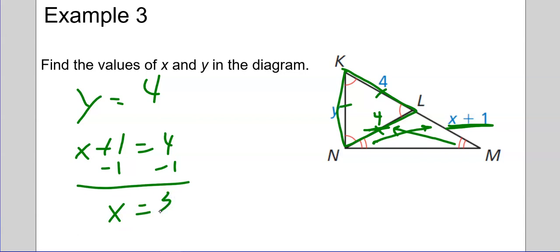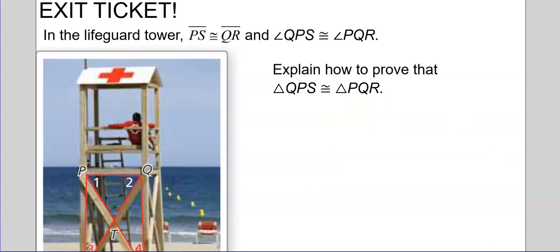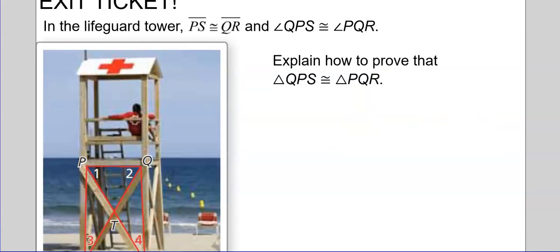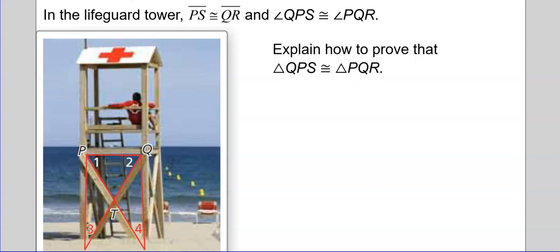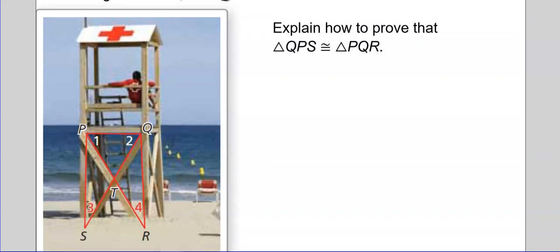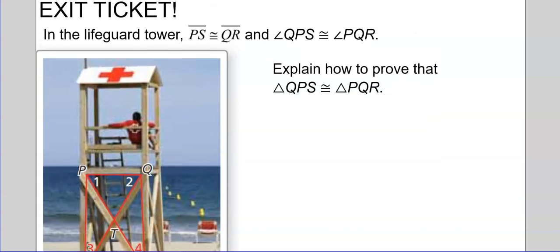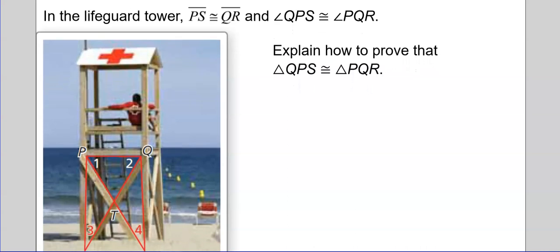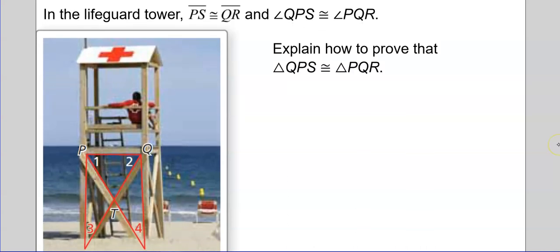How about that? And then your exit ticket, you're going to do on your own. We'll talk about it in class. In the lifeguard tower, PS is equal to QR, and Q is equal to QR. Okay. There we go. All right. So you can mark on there. And QPS is equal to PQR. Explain how to prove QPS is congruent to PQR using what we know.